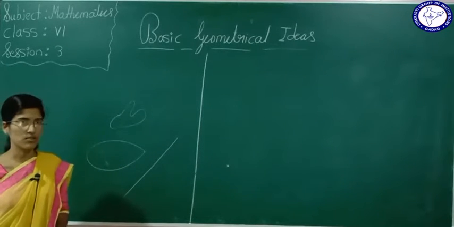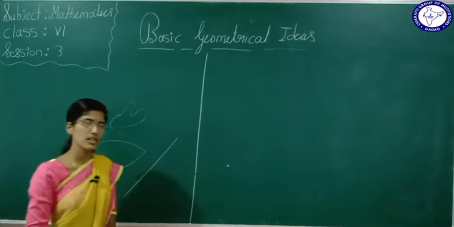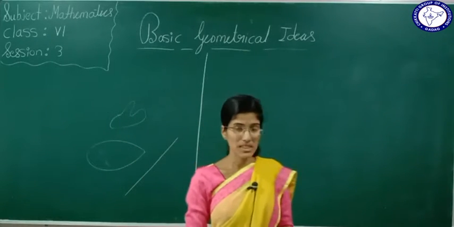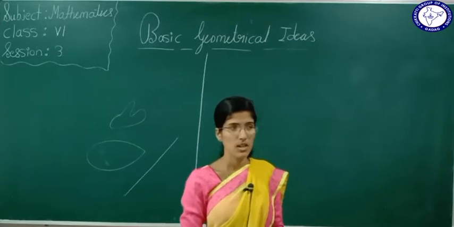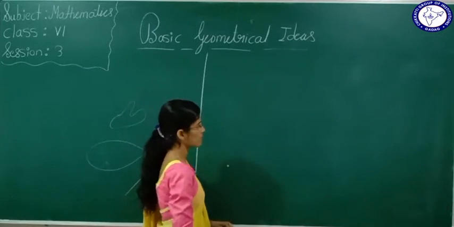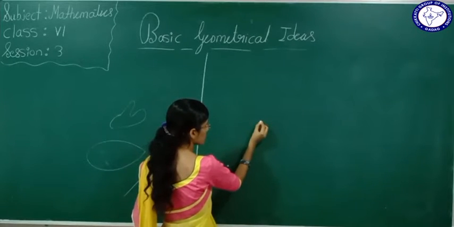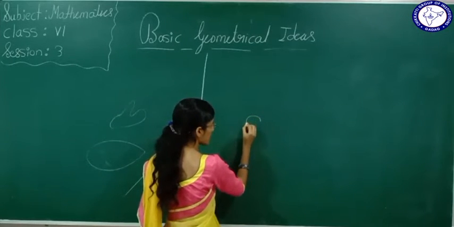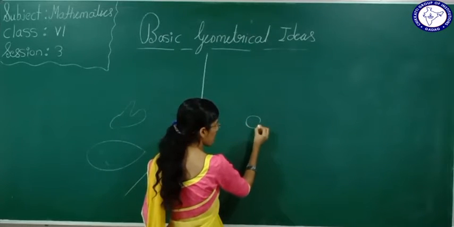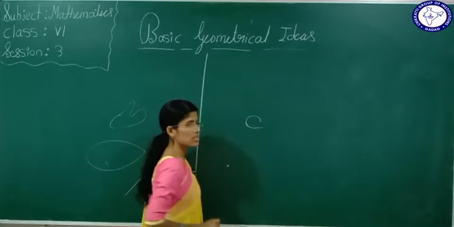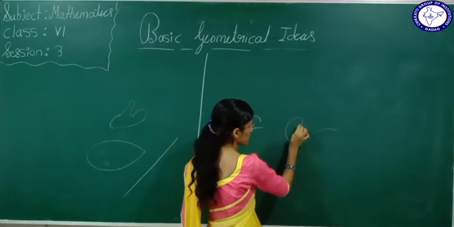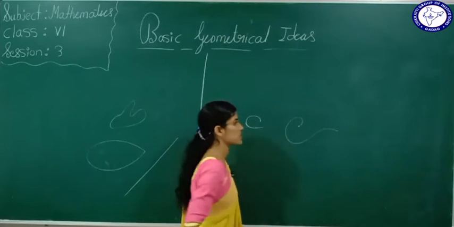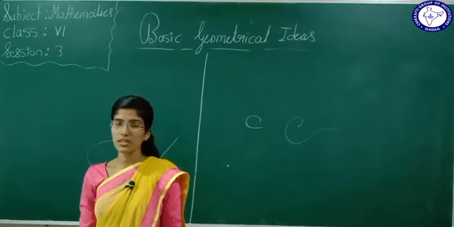is called a curve. In curves we have learnt three types: open curve, closed curve and simple closed curve. So what is an open curve? We have learned that a curve whose initial point and end point are different is nothing but an open curve. Now see here, this is also an open curve. The initial point is here and the ending point is here. These are called open curves.